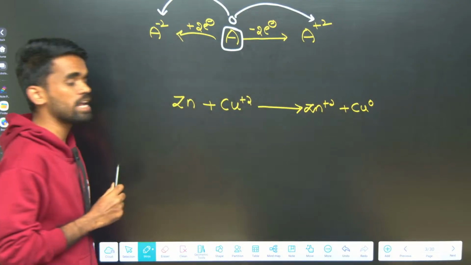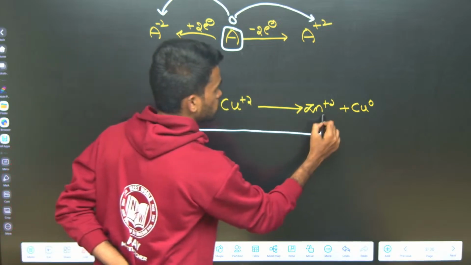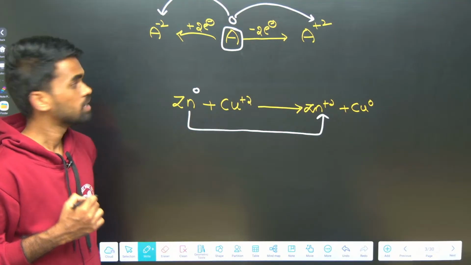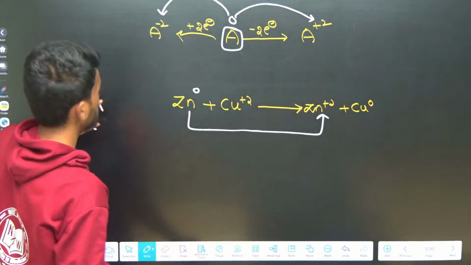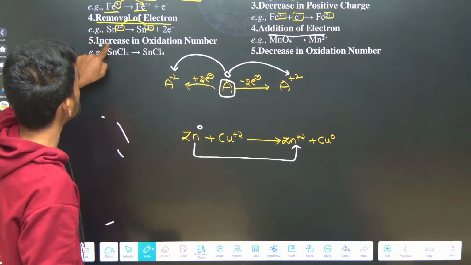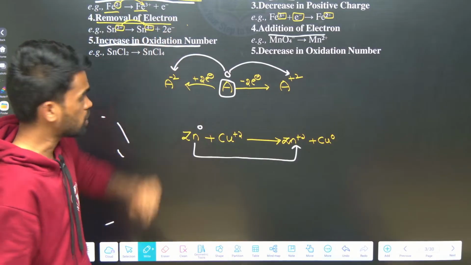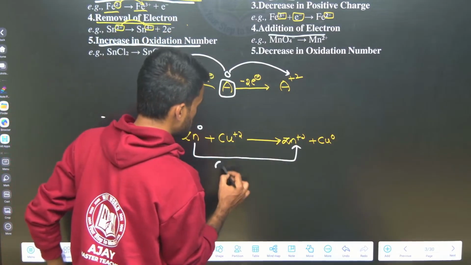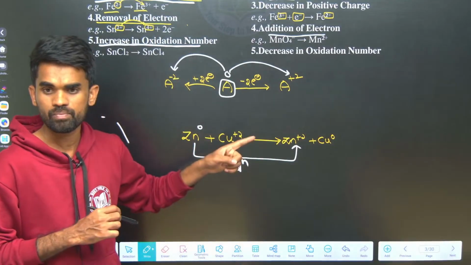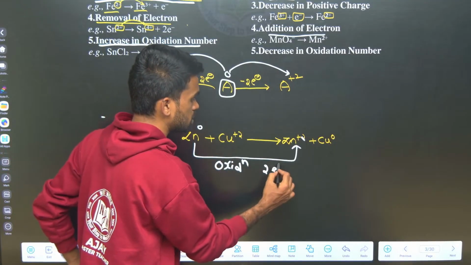So what is happening here? From zinc, 0 charge converting into +2. So what does this mean? Charge is increased. It means, see here what we discussed, oxidation, right? Loss of electrons, increase in oxidation number, increase in positive charge is what? Oxidation. From 0 to +2 means this is oxidation. Now how many electrons are lost during this process? 2 electrons. 0 converting into +2 means 2 electrons are lost here.